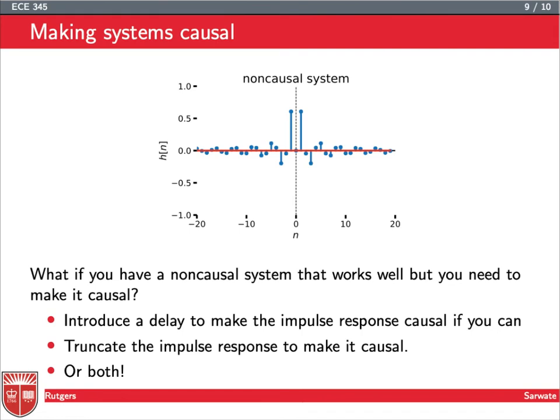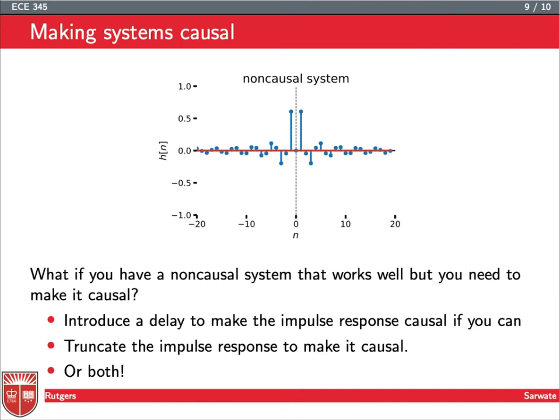So what if you have a non-causal system that works really well? Like, you have an effect that you can get by taking a recording of some sound, but you'd like to mimic that in a real-time processing system. One thing you could do, if you're willing to tolerate some delay, and again, some applications are not, is delay the impulse response, which would delay the output of the system, and that might make things better.